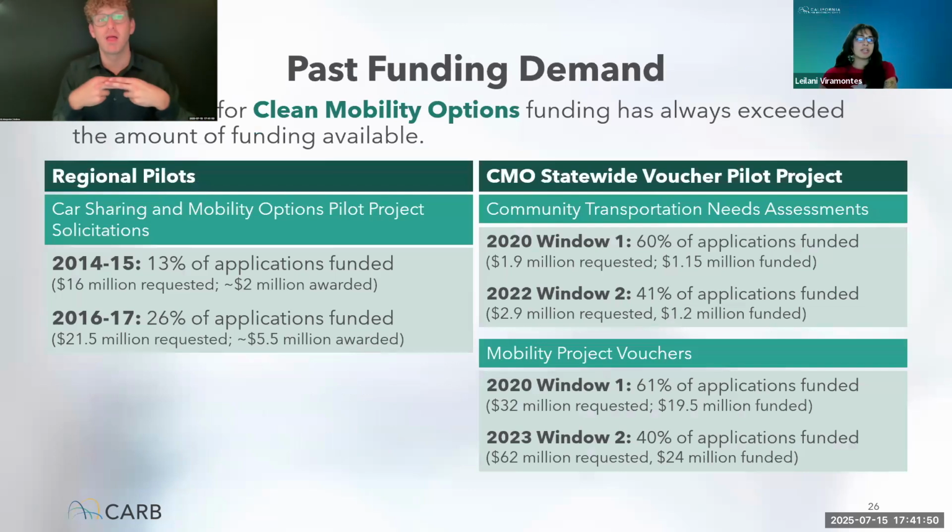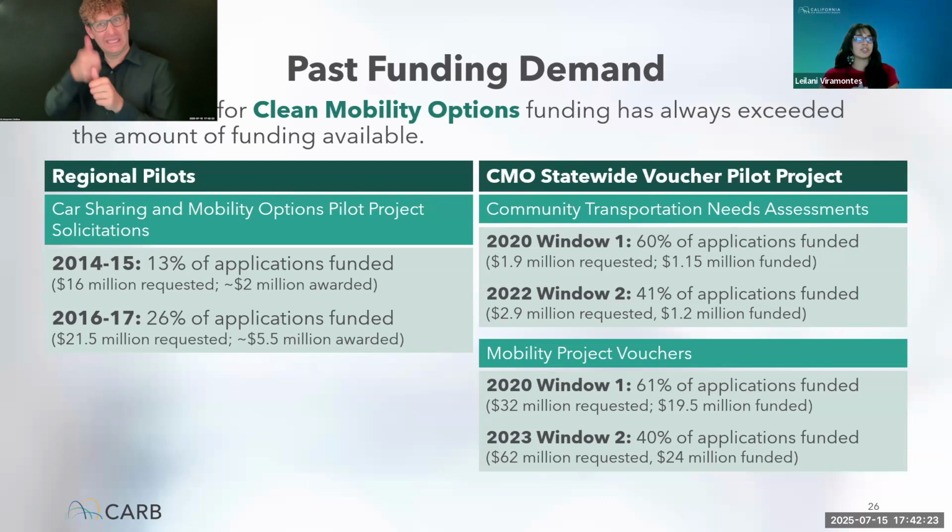Over the years, we've learned that there's far more demand for the clean mobility investments than what the state can provide. This slide focuses on Clean Mobility Options, or CMO, the oldest of these projects. For context, the regional pilots grants ranged from $500,000 to $6 million each, and statewide CMO's needs assessments range from $50,000 up to $100,000 each, and up to $1.8 million each for the mobility project vouchers.